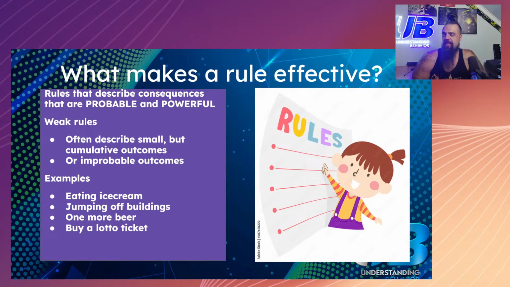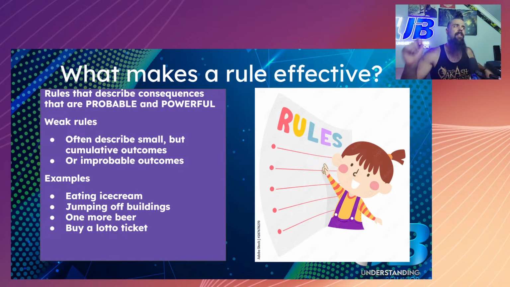Buying a lotto ticket. I think this one is interesting because when we're talking about probable and powerful consequences, sometimes these can outweigh each other, and sometimes it's not about the actual probability, it's more about the perceived probability. If you're a really spiritual person, and you think, Mercury's in retrograde, my chakras are all aligned, and I saw a black cat today, so I'm totally going to win the lottery.